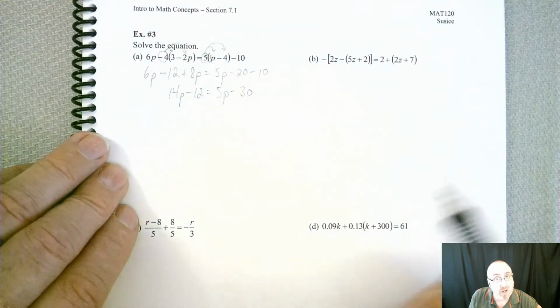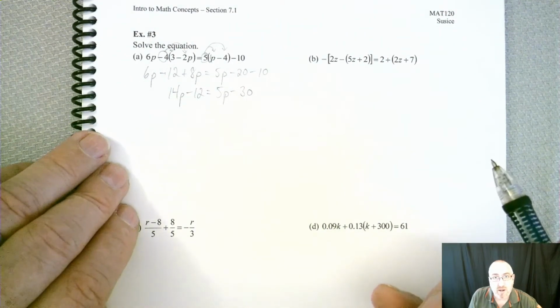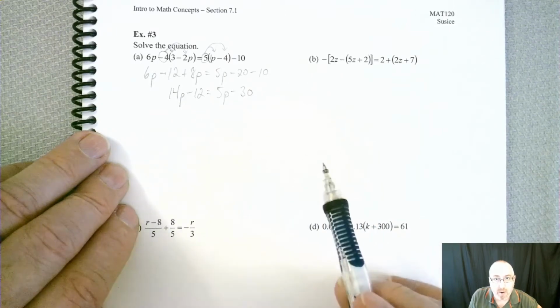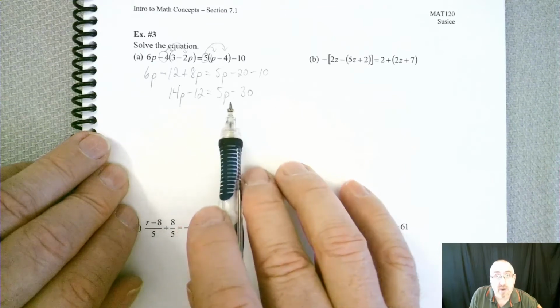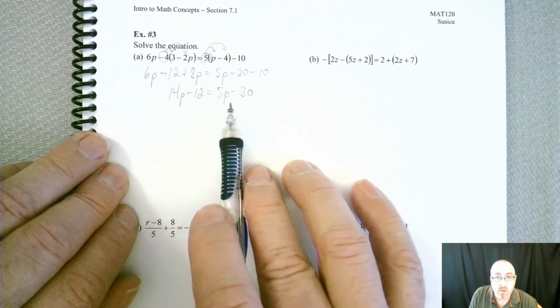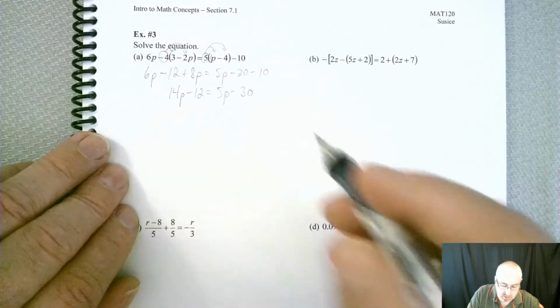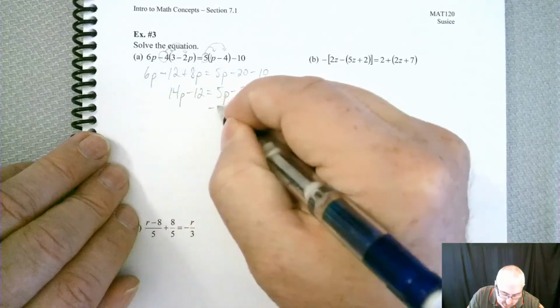So now we have that. And now we got our choice again. So which part do we move around? Now, like I said before, let's start with the variables and start with the smaller one. So this 5p is the smaller one, so let's move that over by subtracting it.